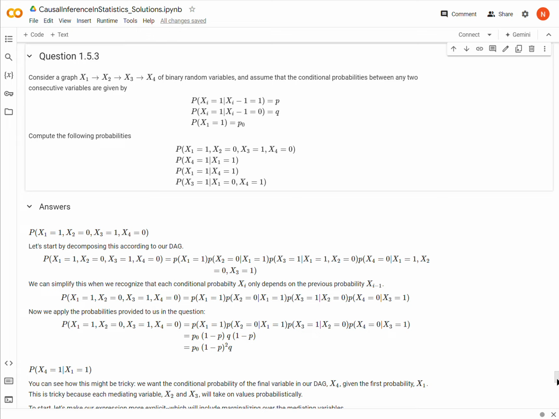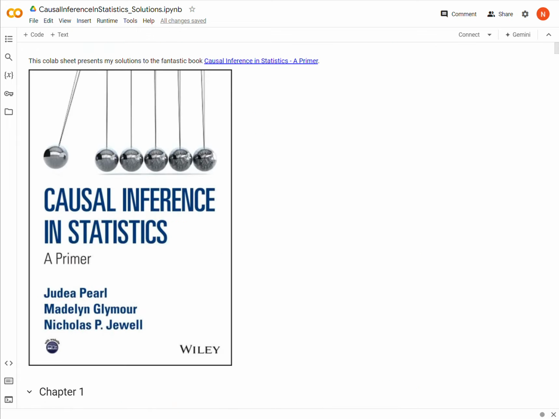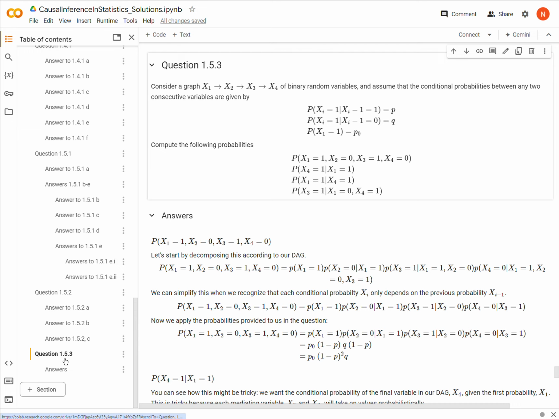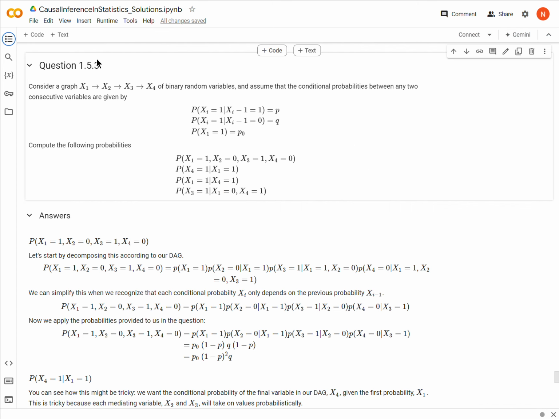Okay, so we are in Causal Inference in Statistics, this book right here, and we are on question 1.5.3. So here's the question. Consider a DAG that looks like this, where x1 affects x2, x2 affects x3, x3 affects x4, and they're all binary random variables.